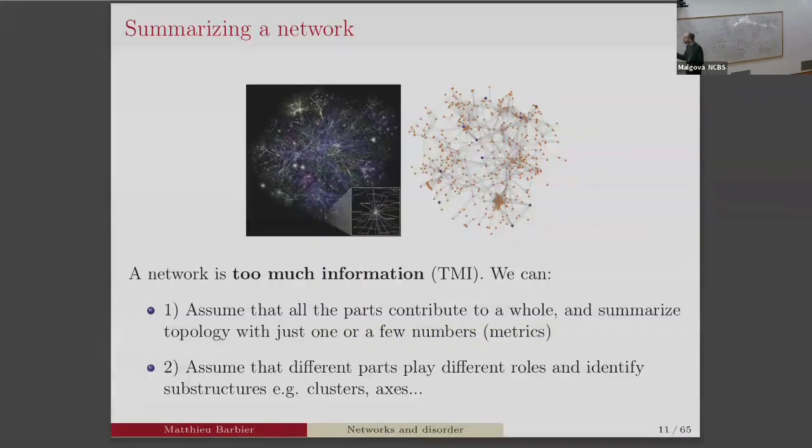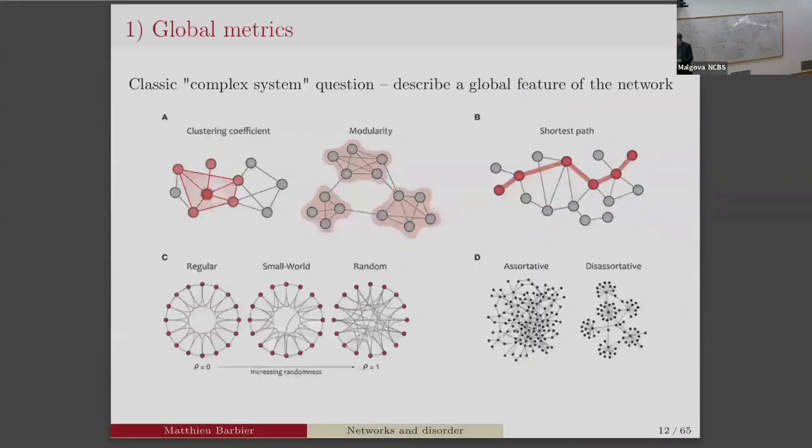These global metrics are a classic complex systems question. There are thousands of books you could read. I'm not going to go through them. Maybe you've already heard about all these things. There are many things you could measure on a network: its clustering, its modularity, shortest path, assortativity, whatever. It's some global feature of the network.